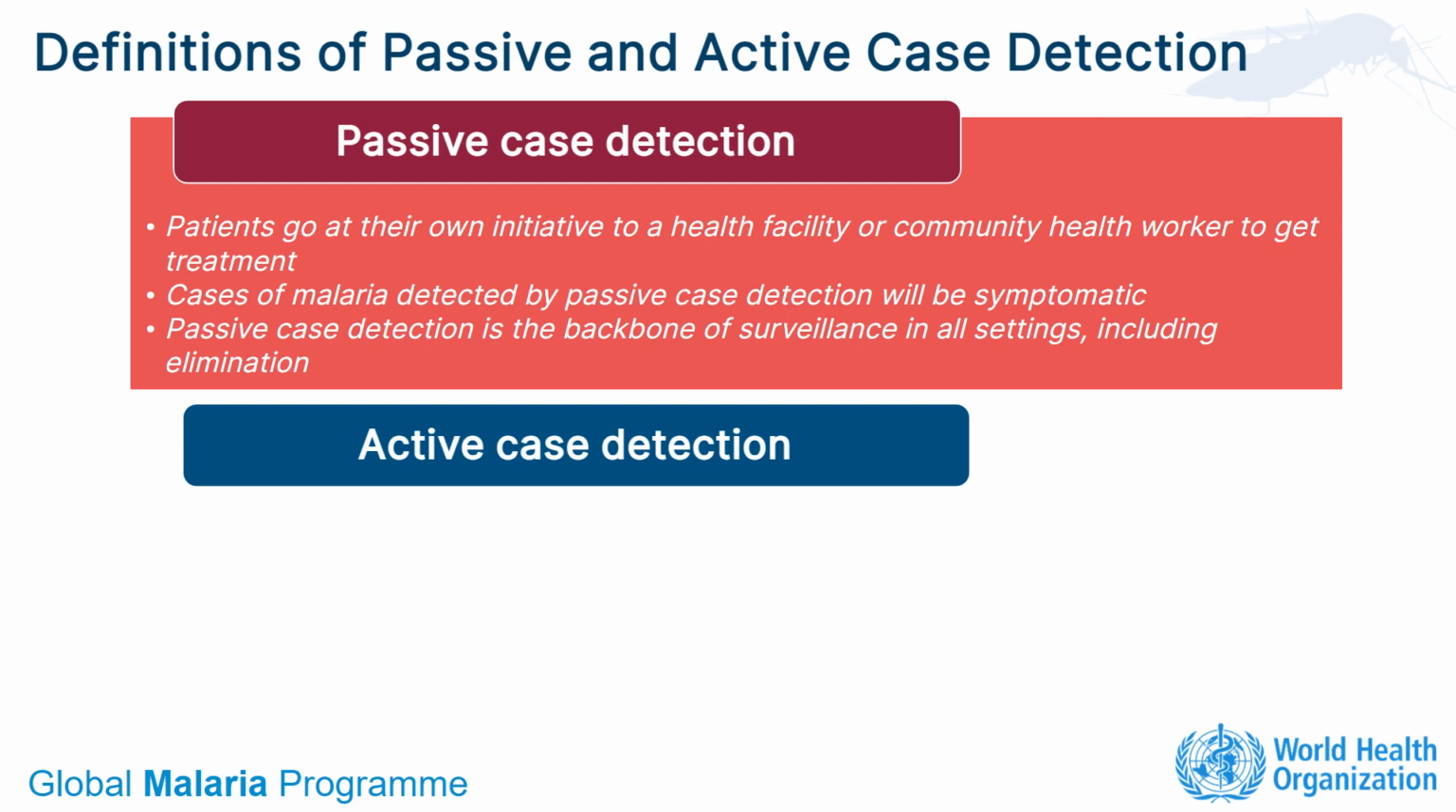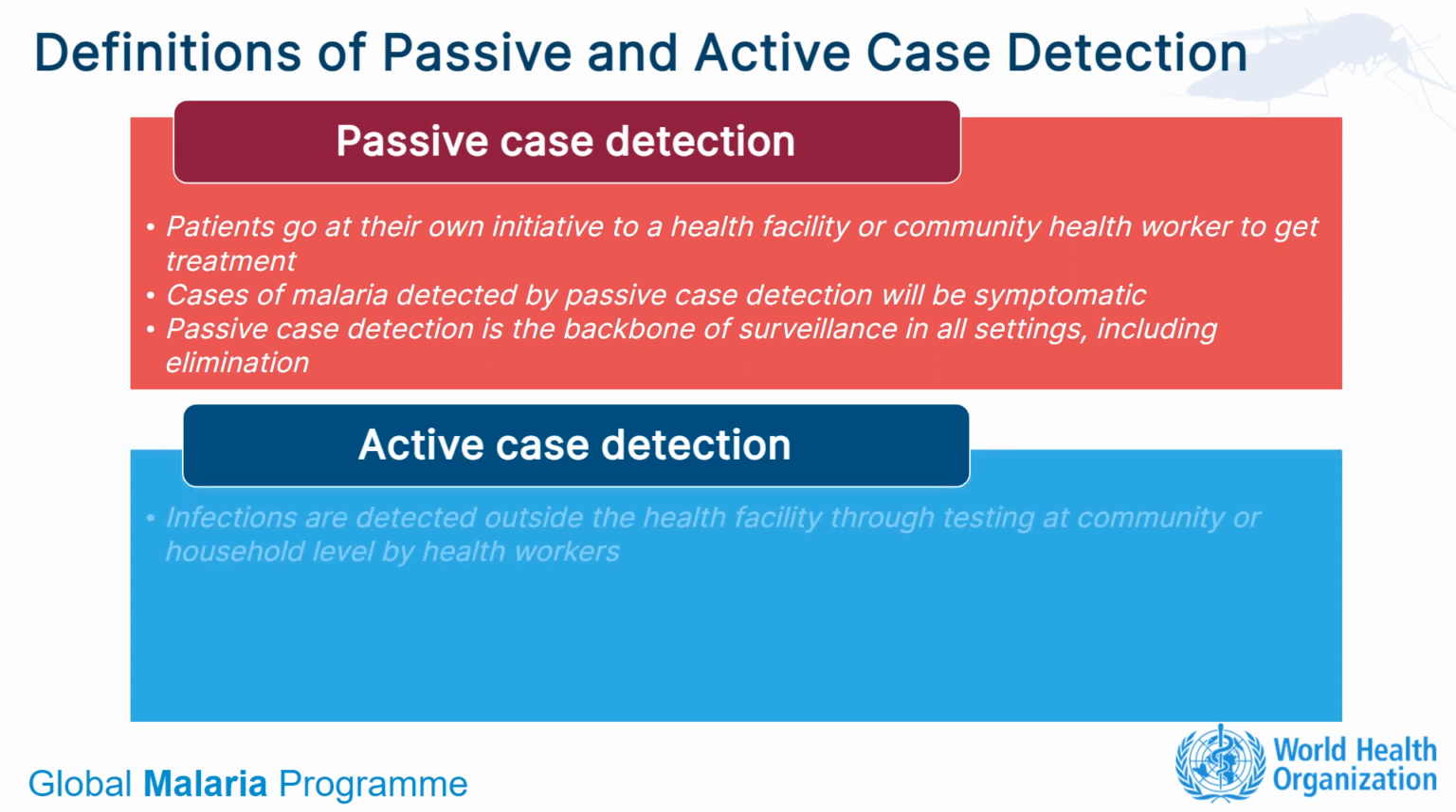However, passive is not a great descriptor because there is still a lot of activity on the part of the health system to receive, identify as a suspected case, test and register the case. Passive case detection is the backbone of malaria surveillance in all settings, including elimination. Malaria programs should seek to have good passive case detection for malaria in all parts of the country. However, as we'll learn in a moment, there may be some times or some places where passive case detection needs to be supplemented by active case detection.